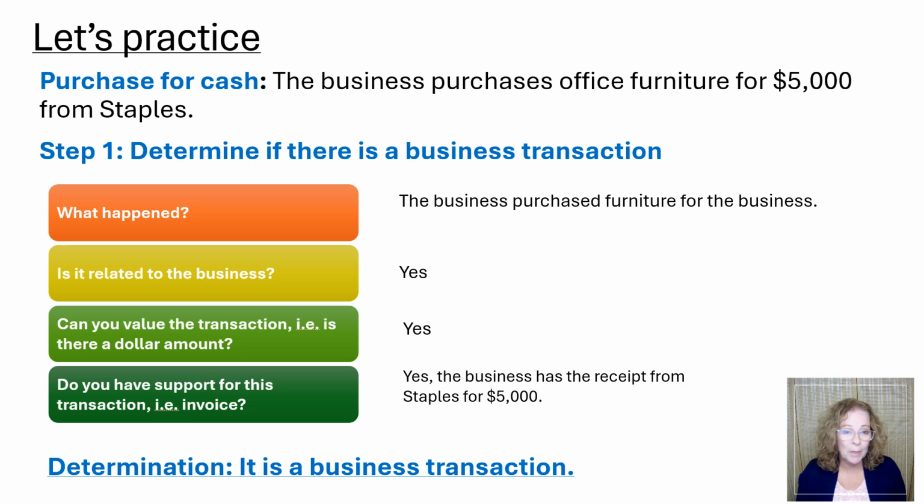We go through the following questions. We ask, what happened? In this example, the business purchases office furniture for $5,000 from Staples. Is it related to the business? Yes. Can you value the transaction, meaning is there a dollar amount? Yes. The dollar amount is $5,000. Do you have support for the transaction? Yes. The business has the receipt from Staples for $5,000.